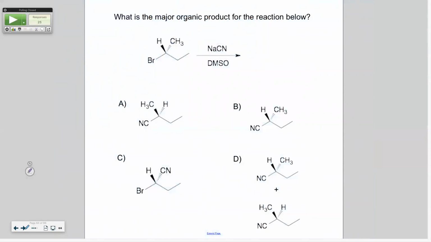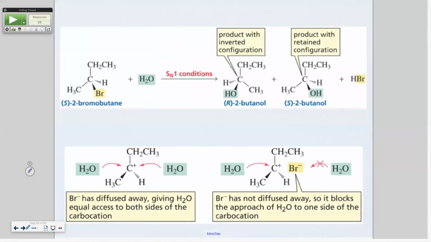All right, so what is the major product for the reaction below? Okay, I don't want to do that yet. We'll get to that. We'll go back to it. Maybe we'll do it next time.